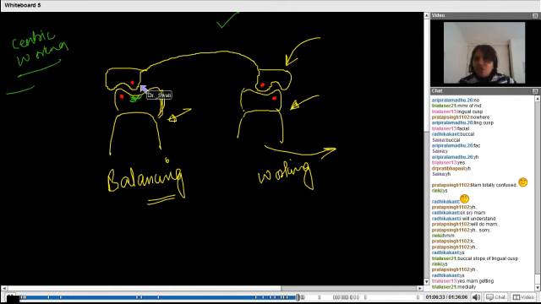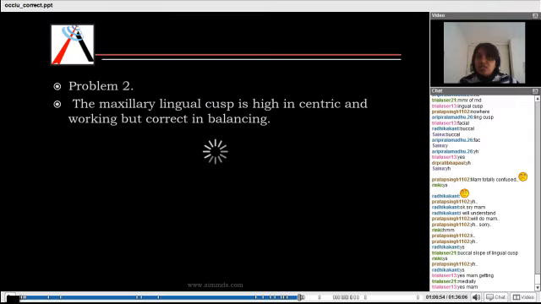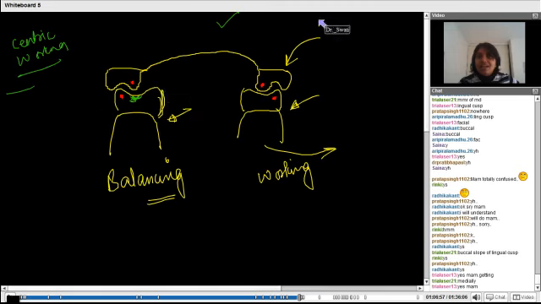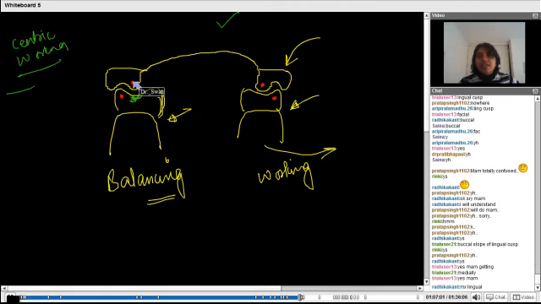So in centric, no movement. In centric there was anyways no problem, so we are not talking about centric. The problem is in working. The problem is in balancing. So we start working to have a balancing contact, isn't it? So we are moving this jaw towards the right. Which was the cusp which was in high point? What was your question? Your maxillary lingual cusp. So now imagine your maxillary lingual cusp.